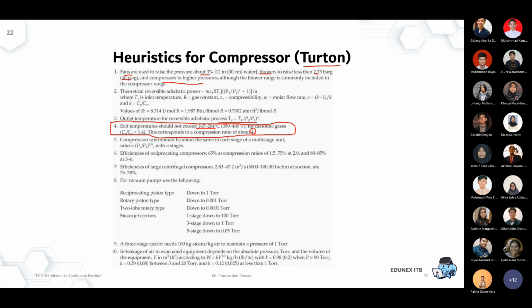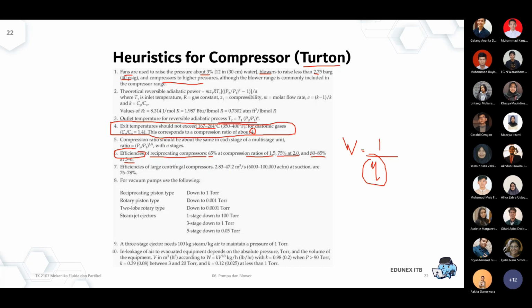Efficiency for a reciprocating compressor would be in the order of 75% if we're working with a compression ratio of 1.5, 75% for a compression ratio of 2, and even higher at 80 to 85% if the compression ratio is 3 to 6. But again, this is only the efficiency, which will be calculated in the bottom part, the denominator.